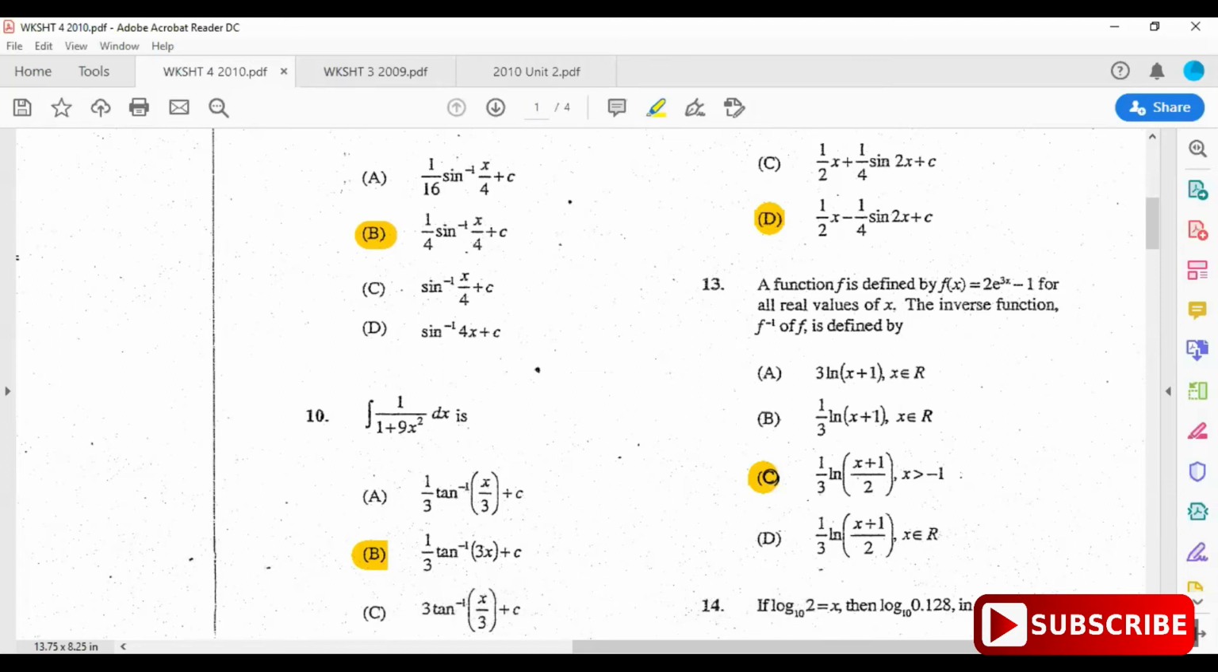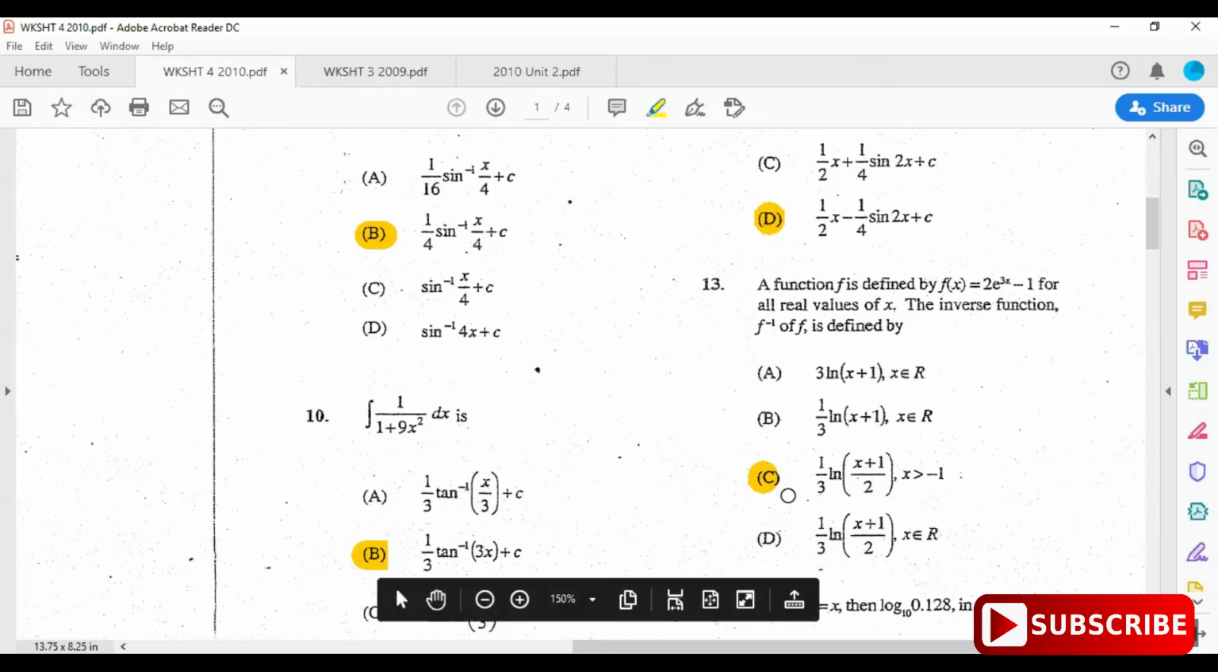Oh, and this is a nice question. Look at D and look at C. Both of these are the same thing, but the domains defined are different. Now it has to be C because x cannot be a negative number. If x is a negative number, we cannot find the log of a negative number. And so therefore x has to be greater than -1. So that's key when you're selecting this option.